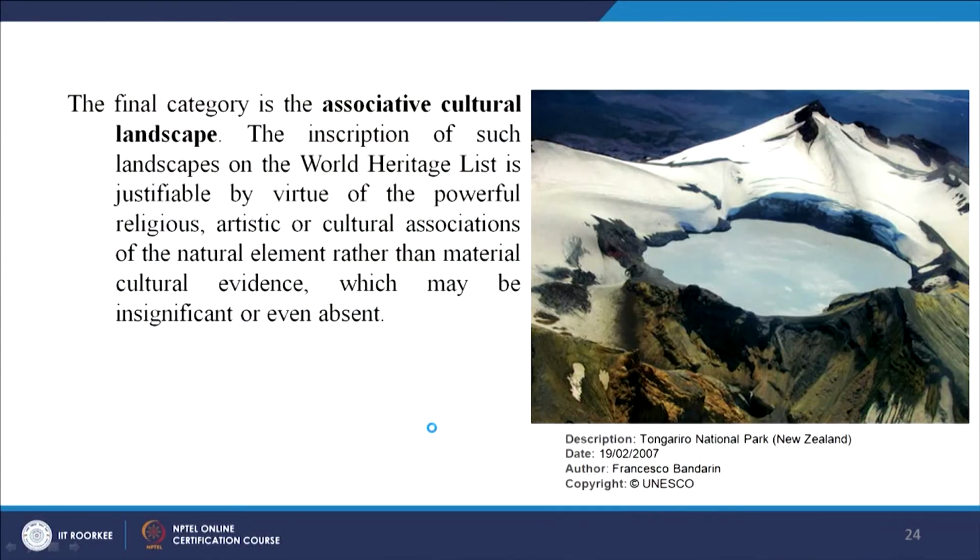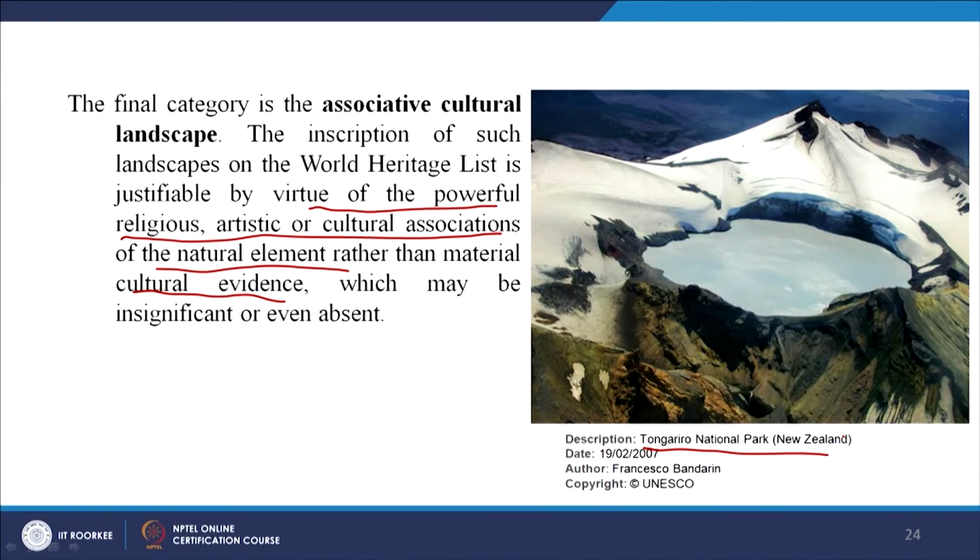And the final category of these cultural landscapes is the associative cultural landscape. It's not just about the material form, but the non-material form, by virtue of powerful religious, artistic and cultural associations of the natural element, rather than material cultural evidence, which may be insignificant or even absent. A good example of how intangible elements also associate with these cultural landscapes is Tongariro National Park in New Zealand, in the Polynesian and Melanesian cultures.